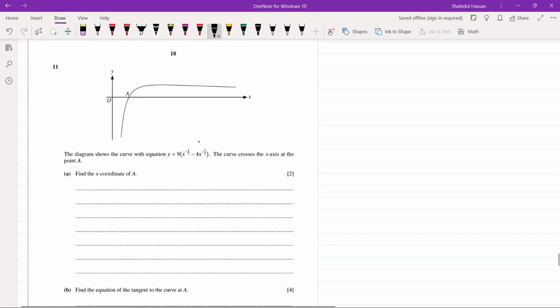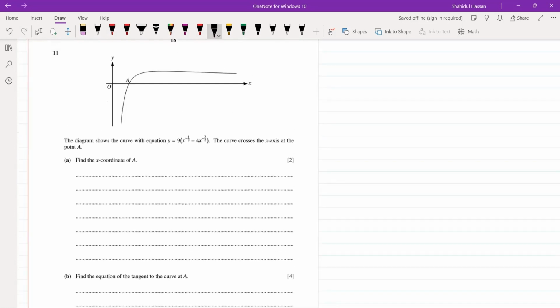And let's go to question number 11, which is an integration and differentiation problem. It's a rather easy problem. The question says we have a graph here. The equation is given. The x coordinate of A, we understand that at A, y is equal to 0. So we can write 9 x to the power minus half minus 4 x to the power minus 3 by 2 is equal to 0.